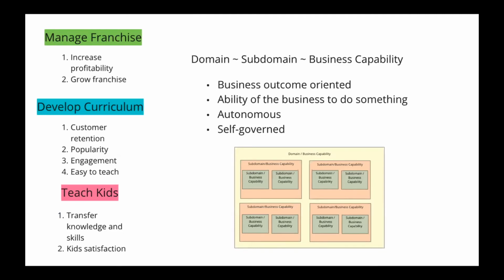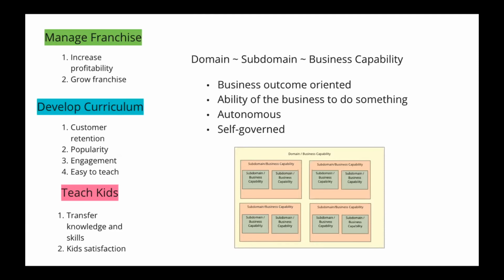I prefer to use a term which is called business capability. This term is taken from business architecture, so old school enterprise architecture. I prefer it because it's almost equal in nature to domains and subdomains, but it has a much more precise definition. From its definition, you could say that business capability is business outcome oriented. It's built around one outcome that you want to have out of this capability.